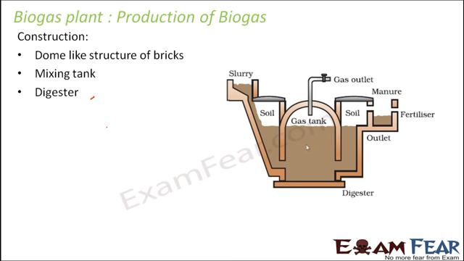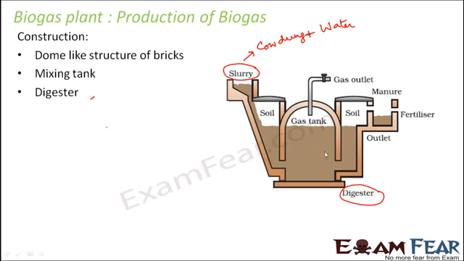From the mixing tank, it goes into the digester. What happens there? It is like a sealed chamber. Here you can see this portion is the digester, and here you can see the slurry. Slurry mixing happens in the mixing tank, and from there it comes into the digester. What is slurry? Slurry is nothing but a mixture of cow dung with water. This mixture is called slurry, and the mixing is done in the mixing tank.